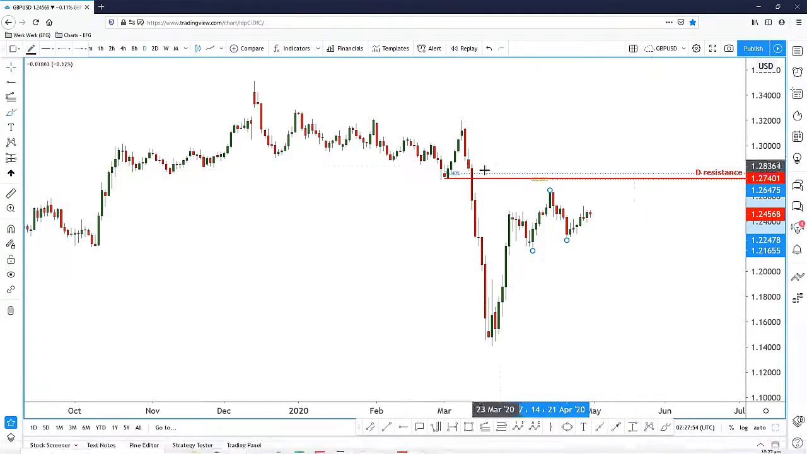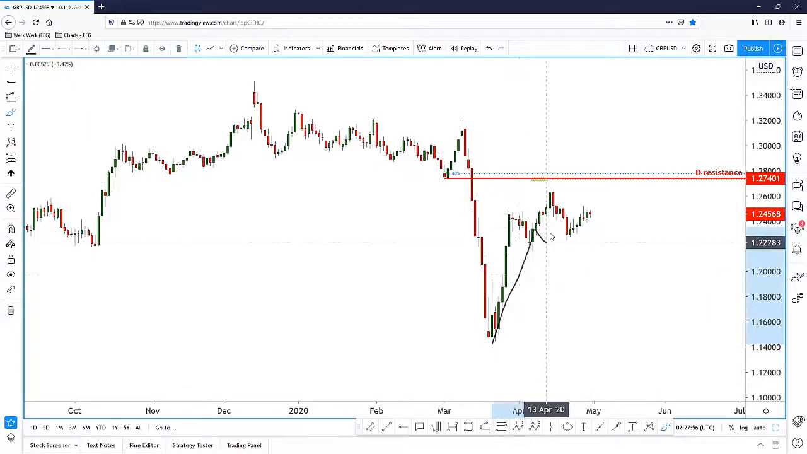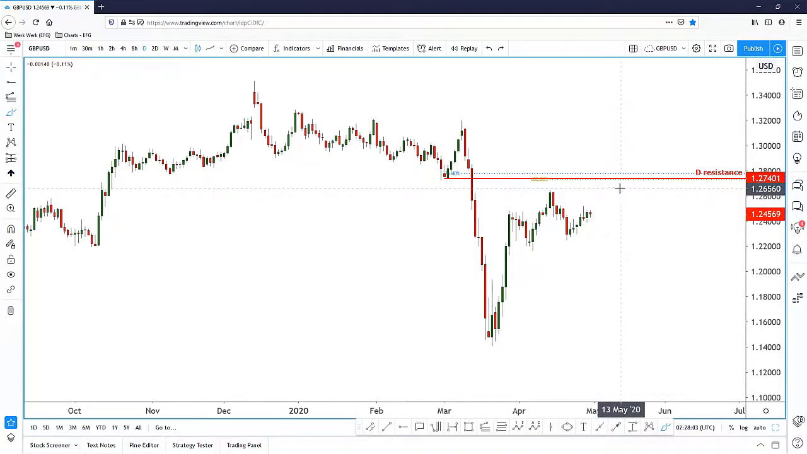Now, because our price is in a retracement after making the lows, okay, we should expect price to continue to push up, at least to the daily resistance. So now we got our daily resistance. Let's look for our daily support.